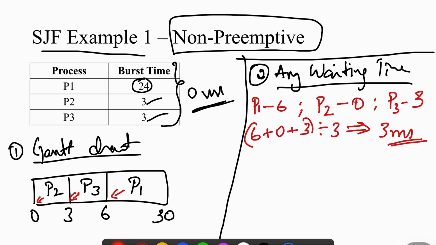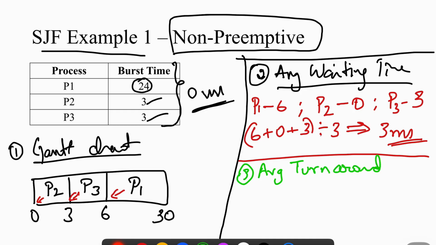Then the next step that we have. What is the next step? We have third step, that is finding out average turnaround time. We call it as TAT, average turnaround time. How do I find it? I just want to know when exactly the process completed the execution 100%, which is inclusive of the waiting time.